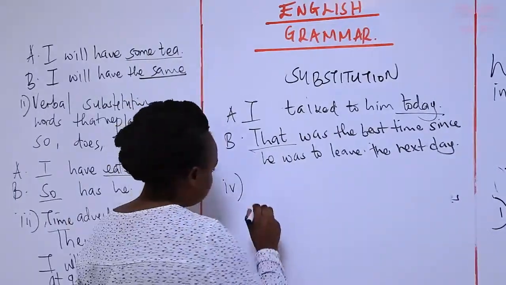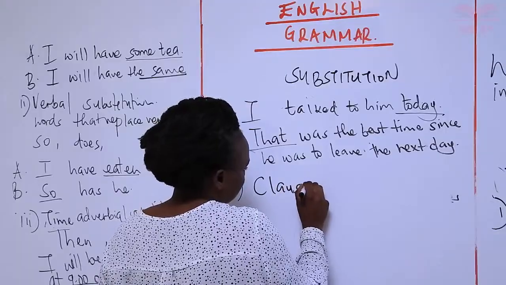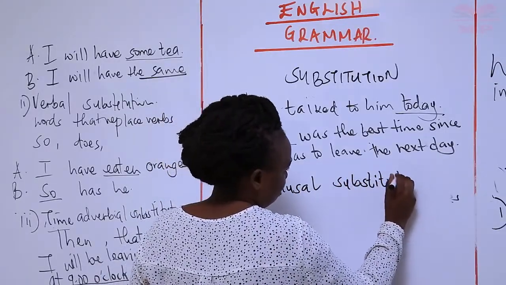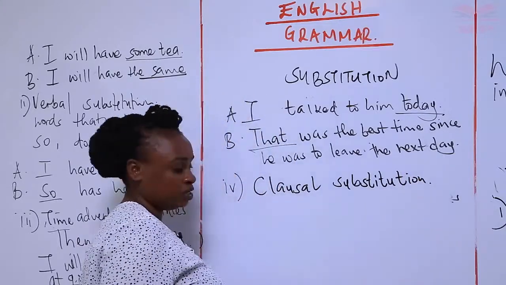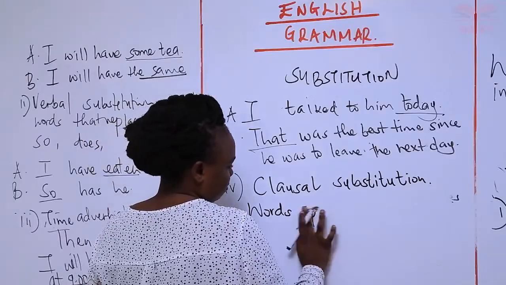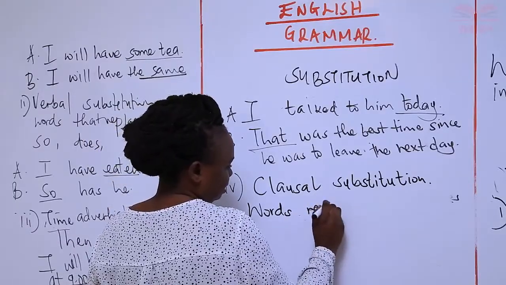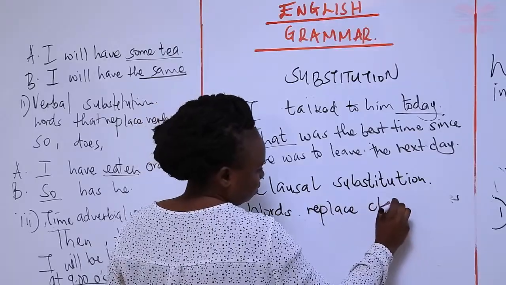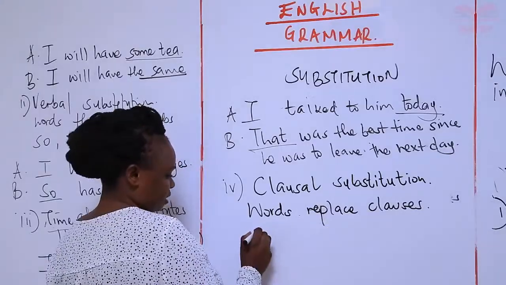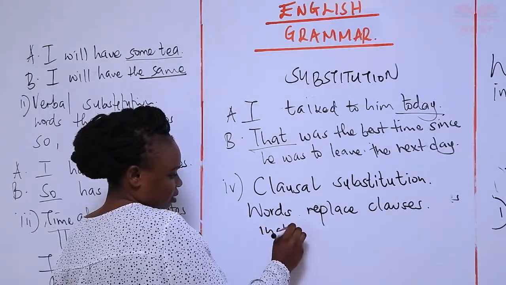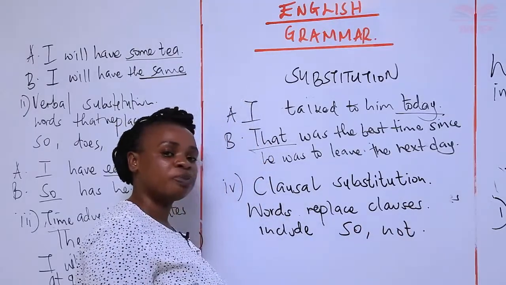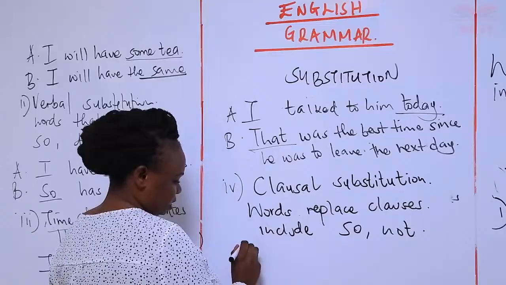So the fourth one is clausal substitution, and this is where words replace clauses. Okay, a word has been used to replace a clause, for example, and they include so and not. They are used to replace clauses. Example in sentences.